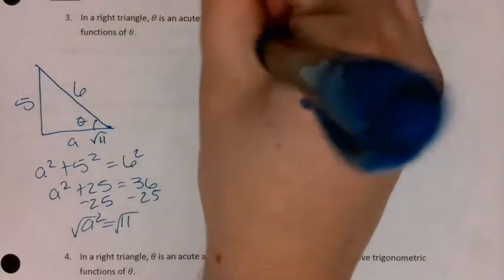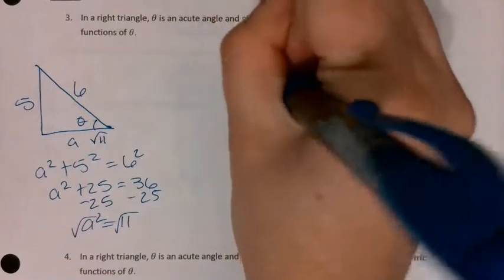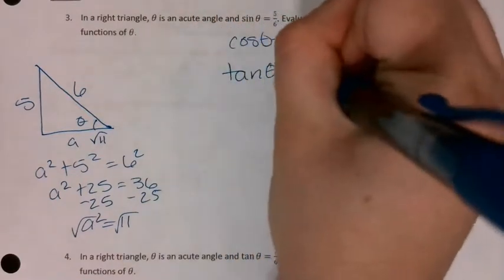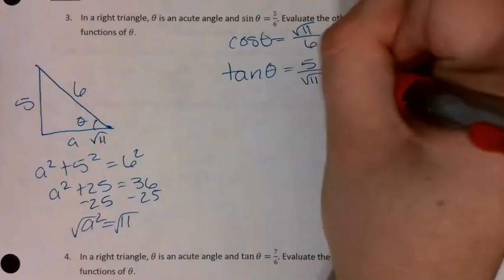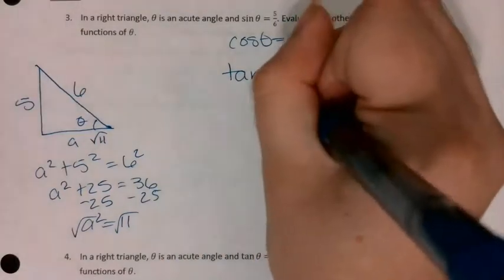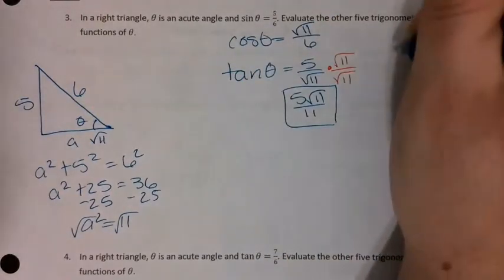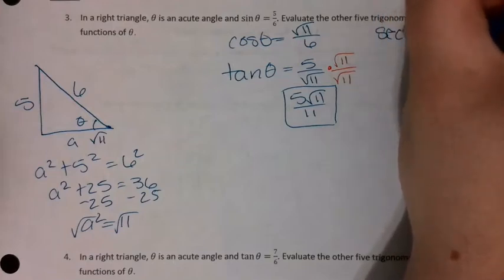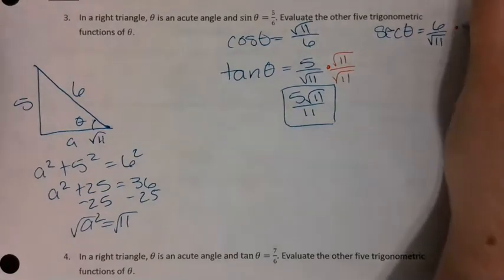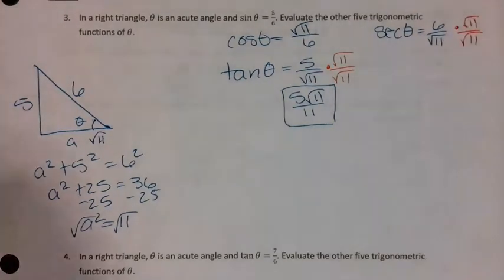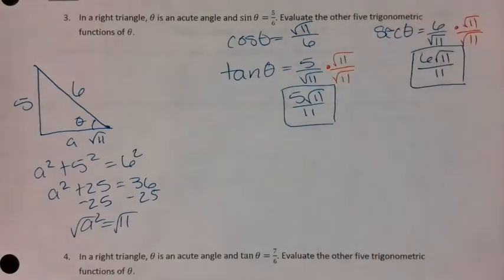Okay, so then I start off with cosine theta, which is square root of 11 over 6. Tangent theta is 5 over the square root of 11. I need to rationalize this one, so I multiply by the square root of 11 over the square root of 11. I get 5 square root of 11 over 11. Then I want to find my reciprocals, so I have secant theta, which is going to be 6 over the square root of 11. I have to rationalize that one, so I multiply by the square root of 11 over the square root of 11. I end up with 6 square root of 11 over 11.